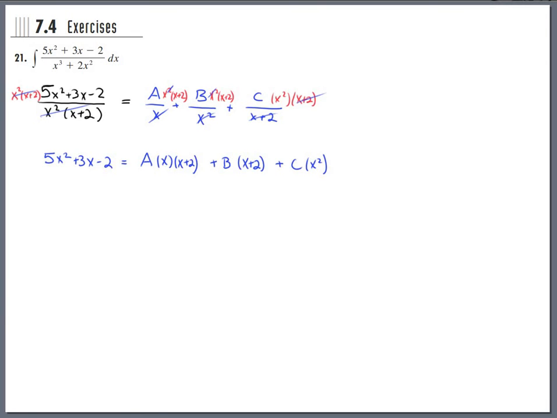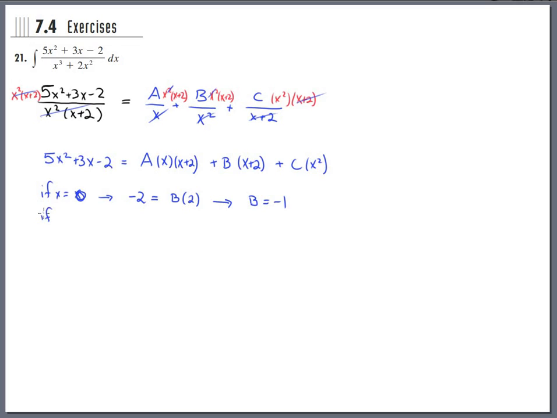So we've got a couple obvious choices here. You can say if x is 0. If x is 0, plug 0 in and you'll get negative 2 equals, that term drops out, the third term drops out, and you just get B times 2, which implies that B is negative 1. Okay, so that one's not too bad.